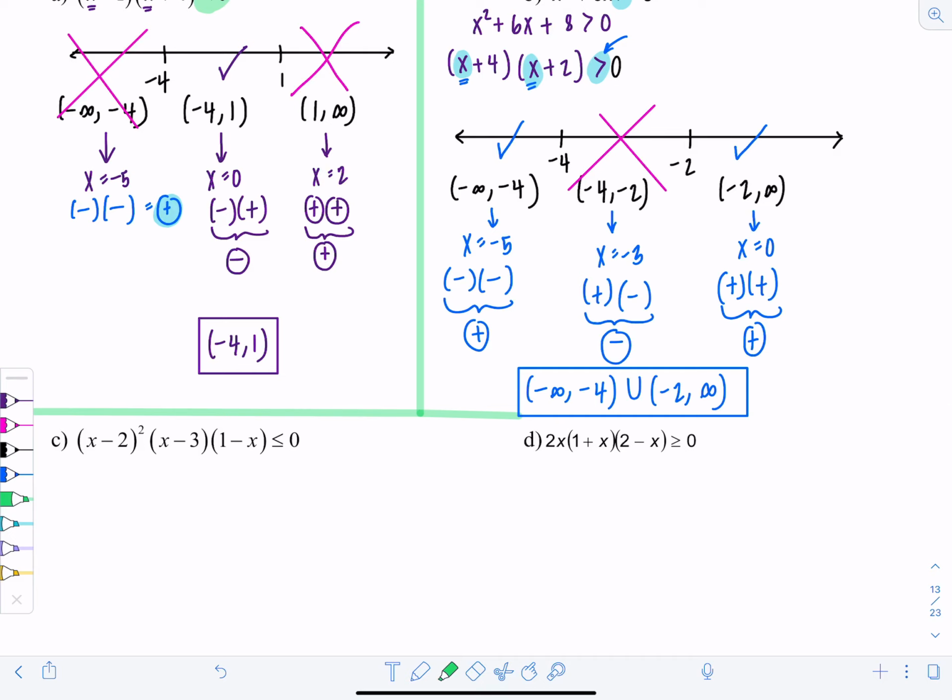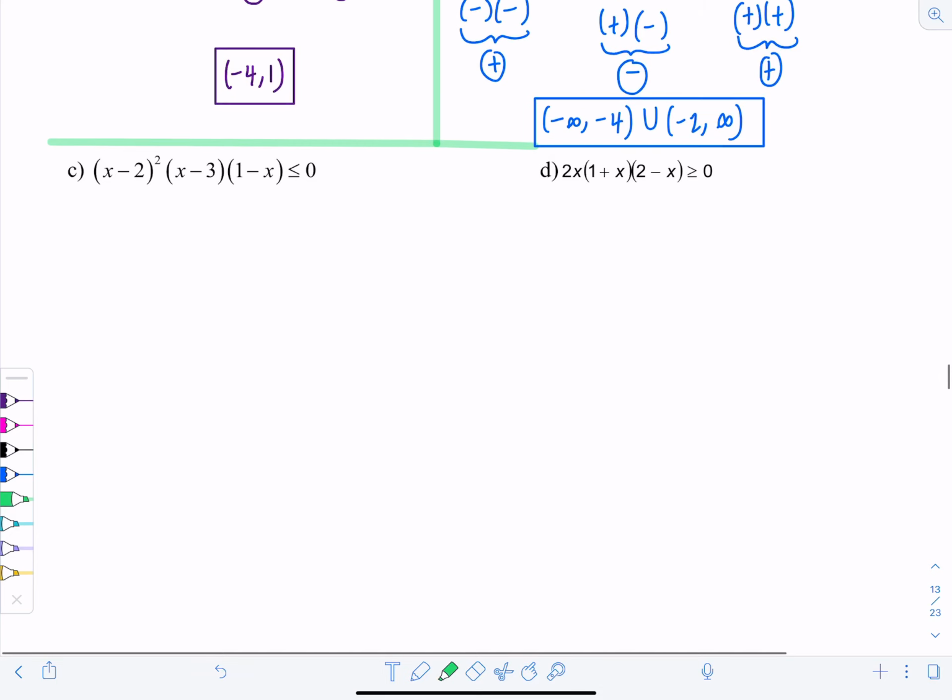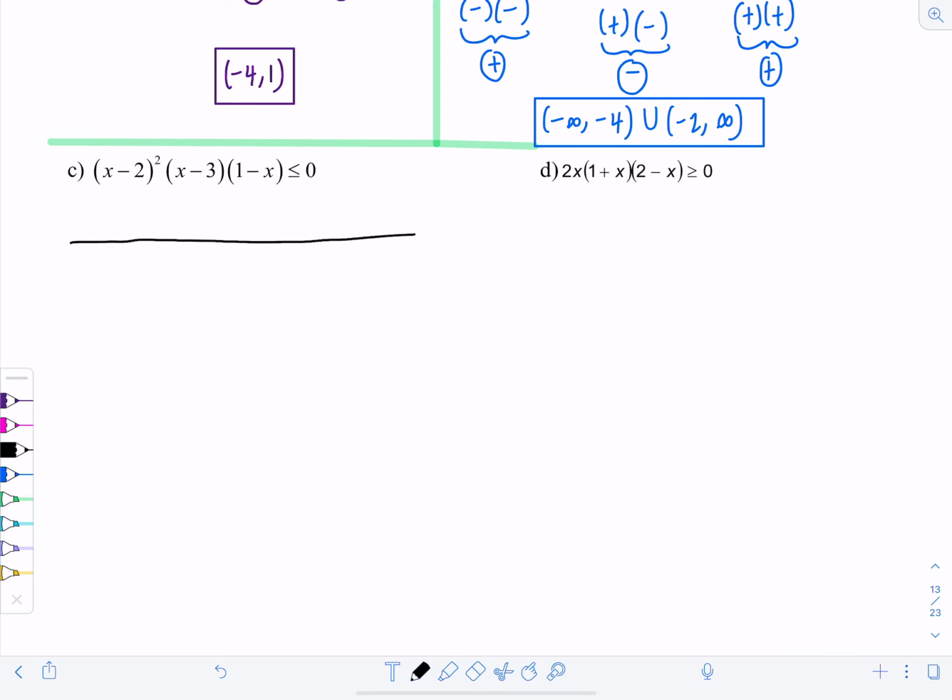Okay, let's look at another example here. x minus 2 squared times x minus 3 times 1 minus x needs to be less than or equal to 0. Okay, let's see here. So let's make our number line. This time we have 3 zeros to list on it. Thank goodness they factored it already for us, right? That was quite kind of them. Okay. So what are the zeros? Positive 2, positive 3, positive 1.